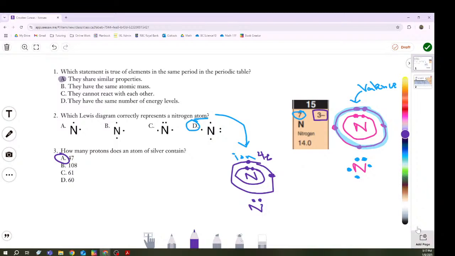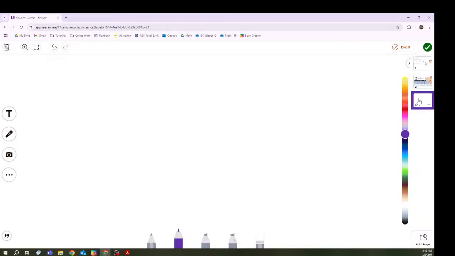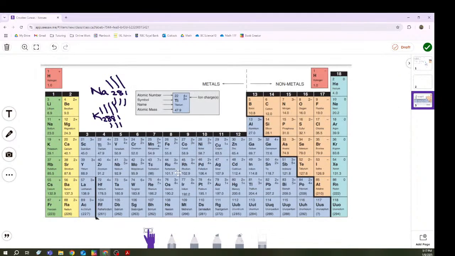Okay, let's try some more. You minus it only from the number of protons. Yeah, whatever the mass is minus the protons, that's your neutrons.